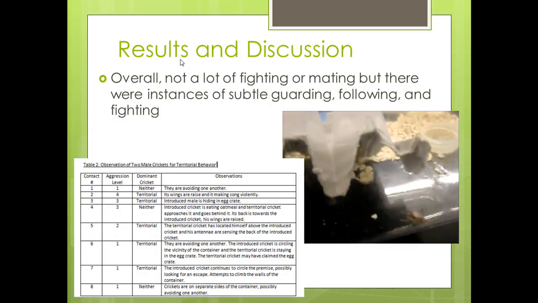The songs were used not only to ward off the other male, but also sometimes to attract the female. When females were introduced into the cage, the behavior of the male became more of a guard for the female rather than fighting each other. Table 2 looks at the behavior of two males, and it is seen that the territorial male is aggressive towards the introduced male. However, at the end, the introduced male is more afraid and runs around the cage and climbs the wall.